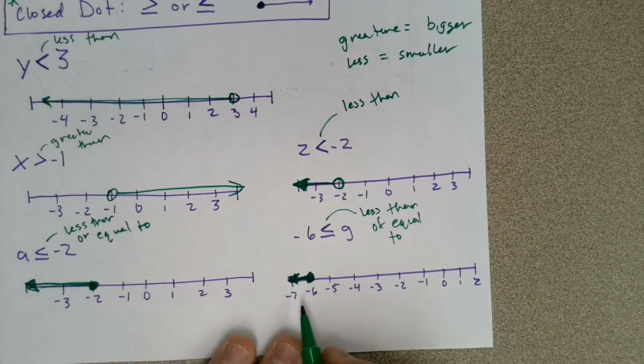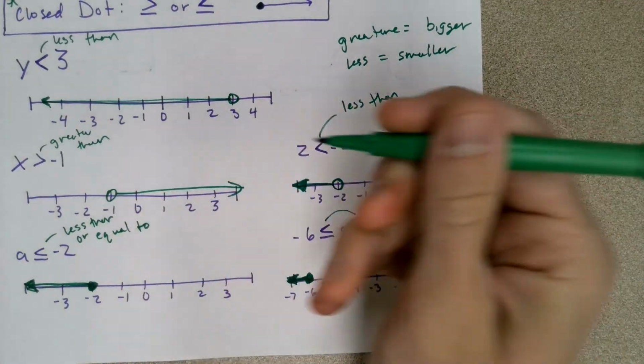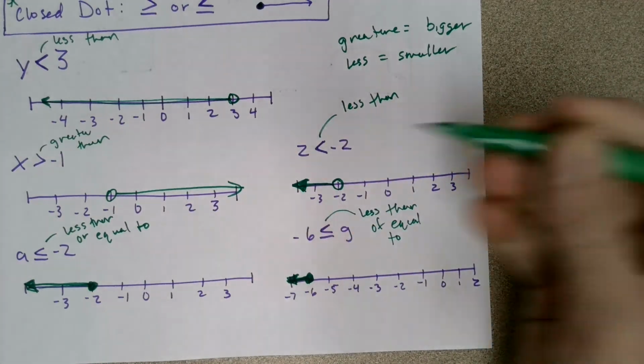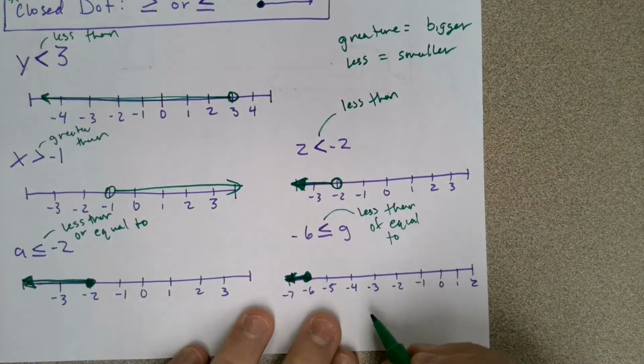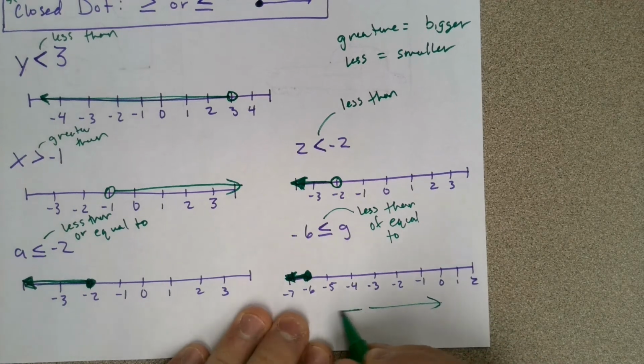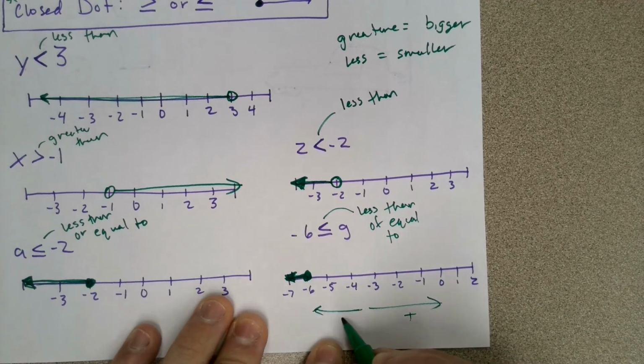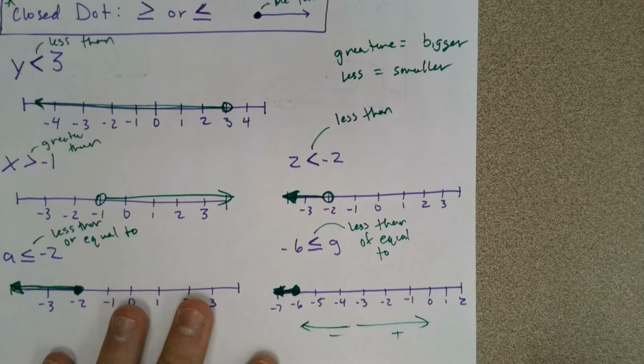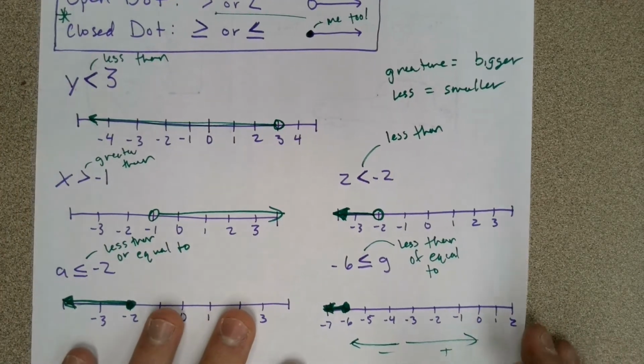Now, when you're making these number lines for yourself, always remember to make positive go this way right here, negatives go this way. Every time. You go positive that way, negative that way. Awesome.